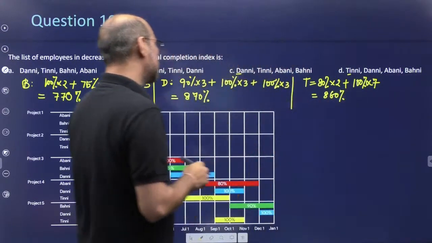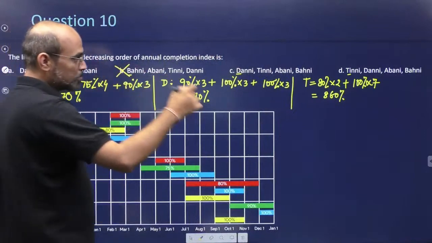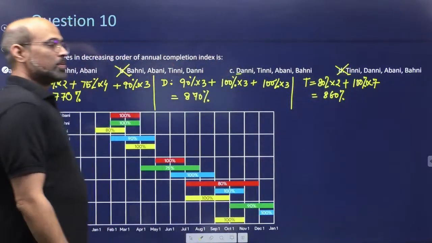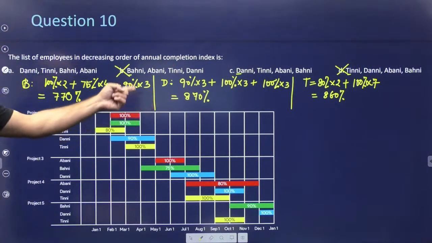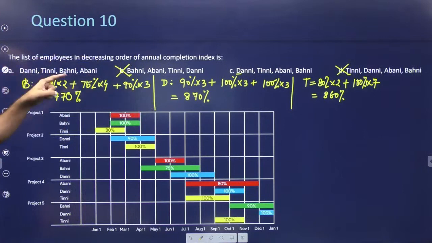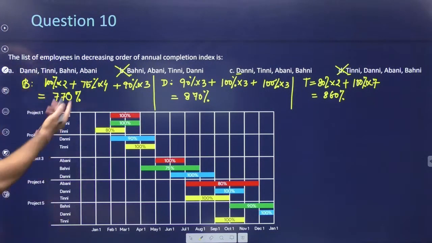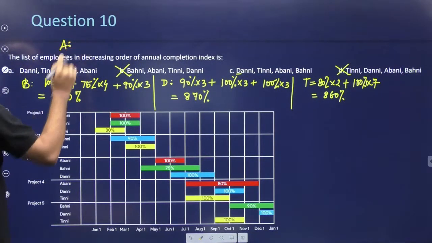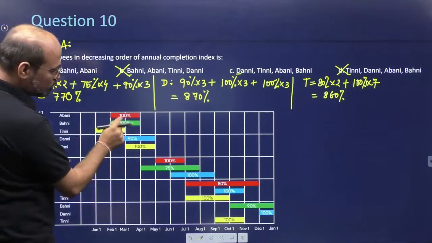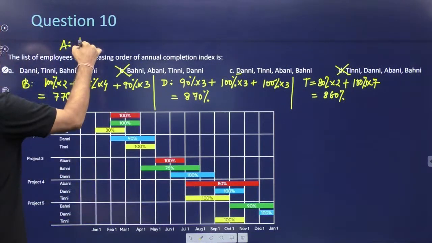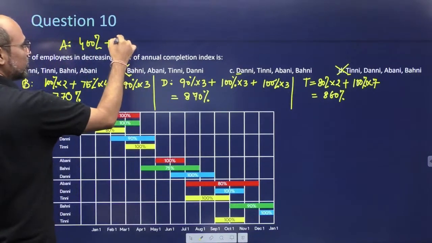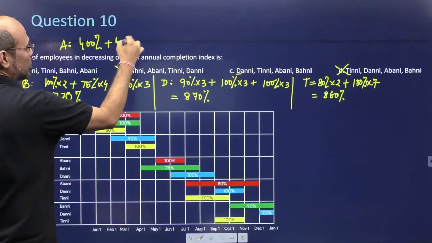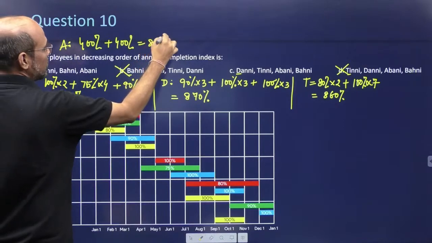So अगर आप देखोगे तो highest D है, so option T is also gone, right? Highest is D, 870, and then you have T, which you can see from option A and C both. Between B and A, we need to find out who is there. B we have already calculated. Let's talk about A now. A is 100%, 1, 2, 3, 4, 4 months. So this is 400%. Plus 80% into 5, that is going to be another 400%.